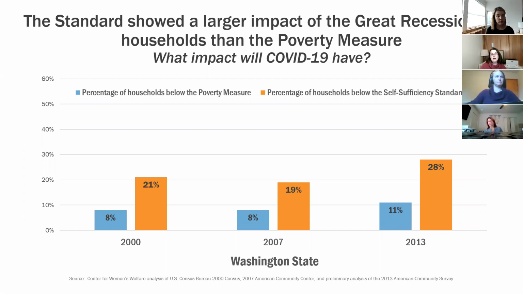So while the official poverty measure only showed an increase of 3 percentage points over the Great Recession, the percentage of households below the standard increased by 9 percentage points. This suggests to us that families with high rates of income inadequacy going into an economic downturn, single mothers, women, people of color, will be more vulnerable to the pandemic-related economic shutdowns and the high levels of job losses that we are unfortunately currently seeing.